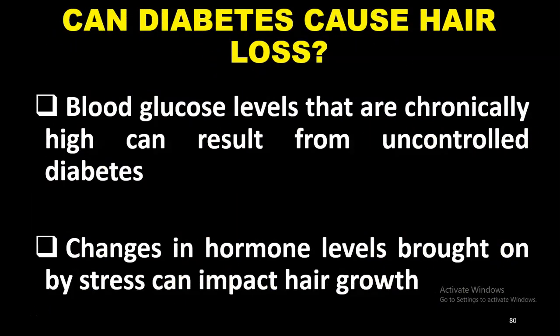Can diabetes cause hair loss? Yes, diabetes can result in thinning hair. Blood glucose levels that are chronically high can result from uncontrolled diabetes. In turn, this causes blood vessel damage and reduced blood flow, which prevents oxygen and nutrients from reaching cells like hair follicles that require them. Changes in hormone levels brought on by stress can impact hair growth. Alopecia areata, a disorder that causes hair loss, can also be brought on by the immune system attacking oneself in people with type 1 diabetes.